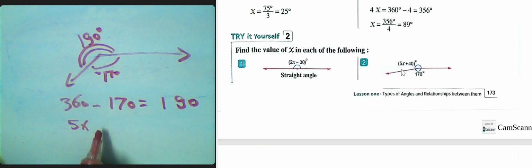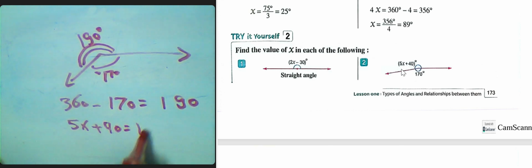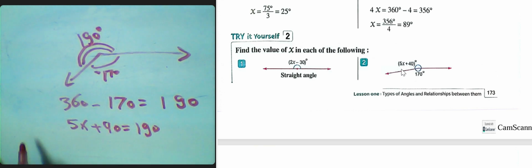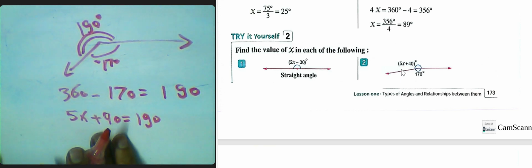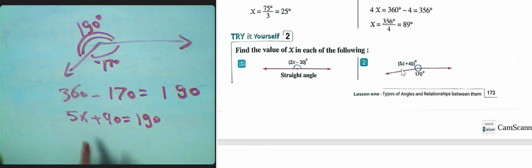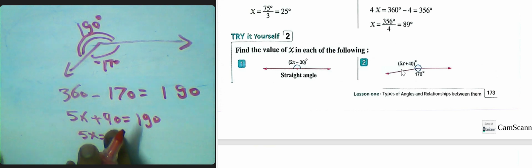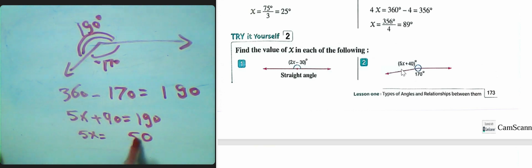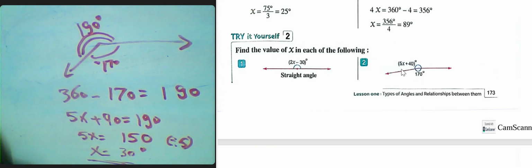So 5x plus 40 will be 190. Then we can move the 40 from the left-hand side to the right-hand side and change the sign. Then you can write 5x equal 190 subtract 40: 0, and 9 minus 4 equal 5, and write 1. Then divide by 5 to find the value of x. 15 divided by 5 equals 3, then write 0, so x will be 30 degrees.